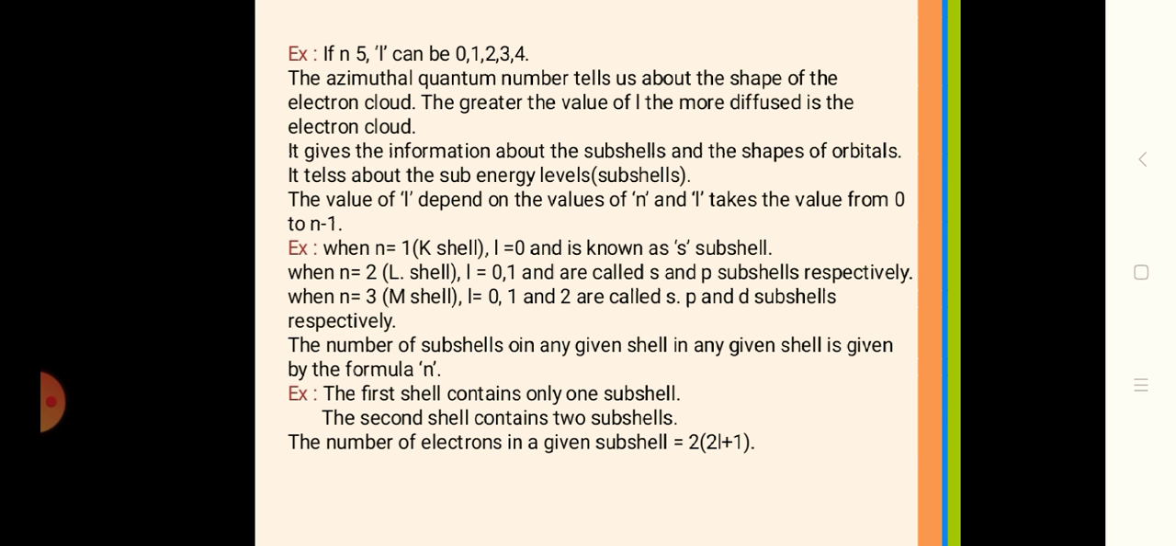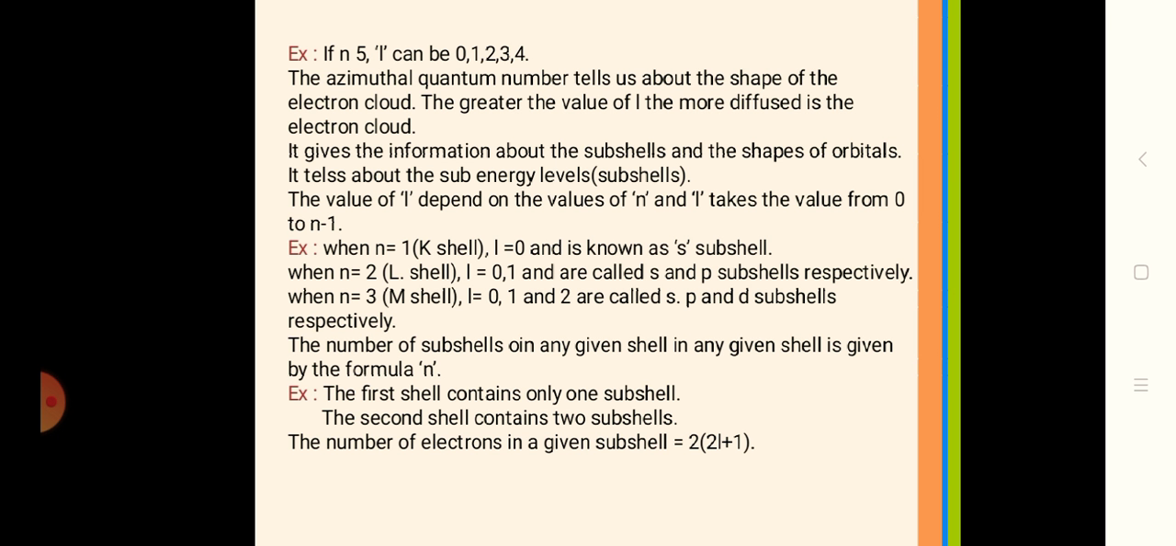Let's take one more example. If n equals 1, it is known as K shell. Then l equals 0 is known as s subshell. When n equals 2, it is L shell. l equals 0, 1 are called s and p subshells respectively. When n equals 3, M shell, l equals 0, 1 and 2 are called s, p, d subshells respectively.